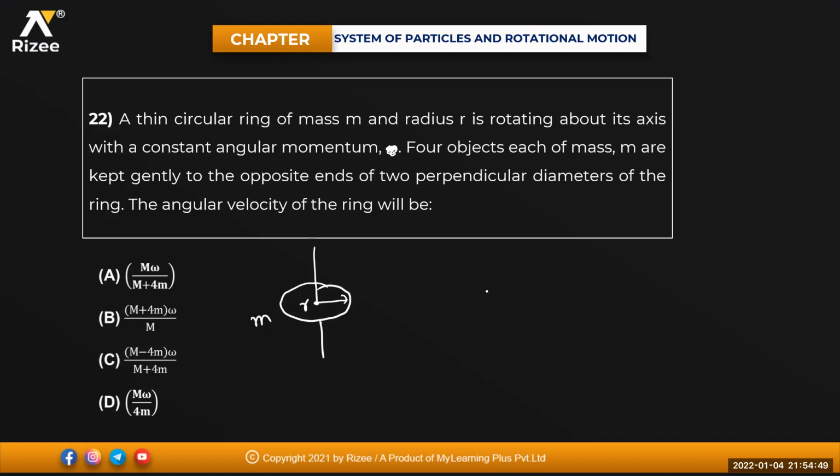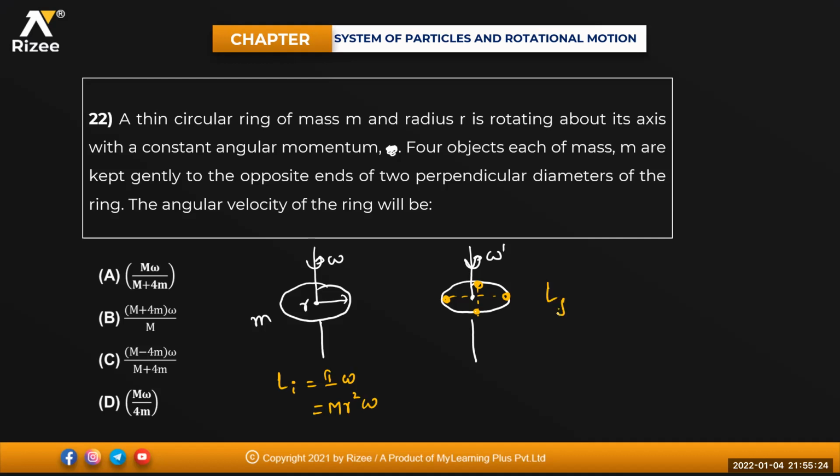Okay, that means in the next situation, this is your ring. This is your angular velocity, like say initial is omega, final will be omega dash. Now 4 particles, 1, 2, here 3, and here 4, diametrically opposite like this. So initial angular momentum will be equal to how much, beta? I into omega. Moment of inertia for the ring is m r square into omega.